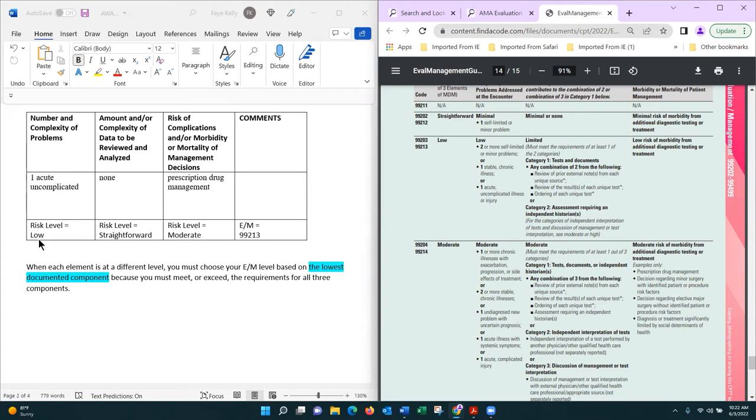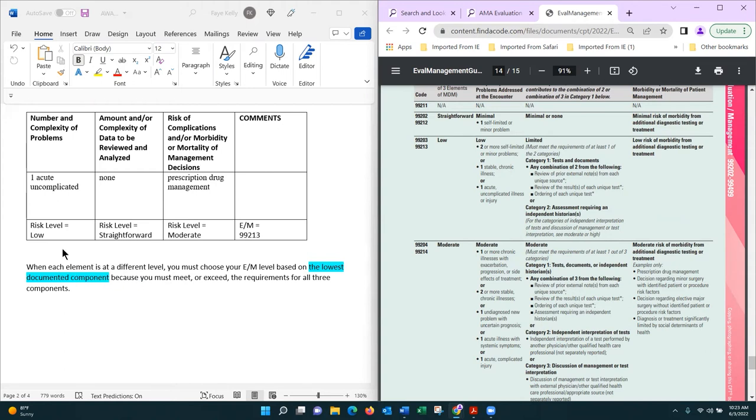So I have a low level problem. I have a straightforward data, and I have a moderate risk. I have 3 different levels. As a matter of fact, this is not even documented. So I want you to look at this and read what I've written here.